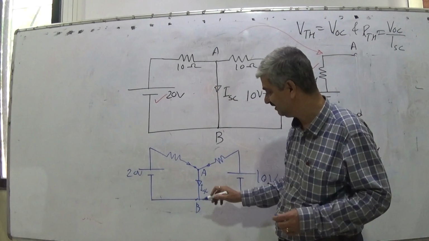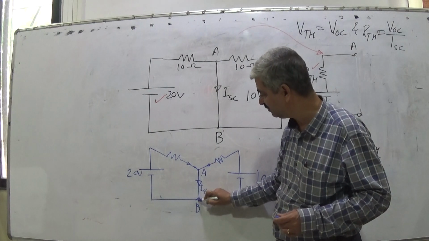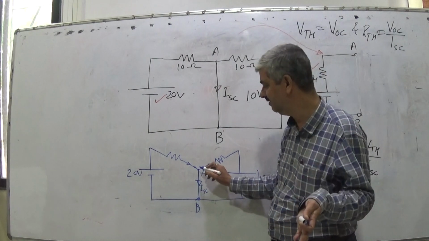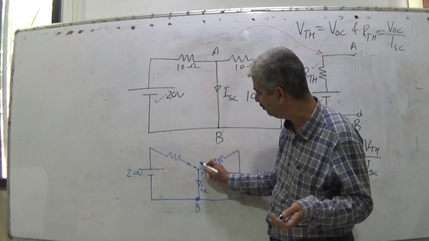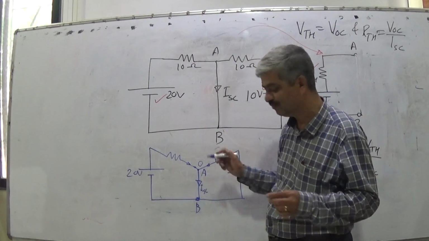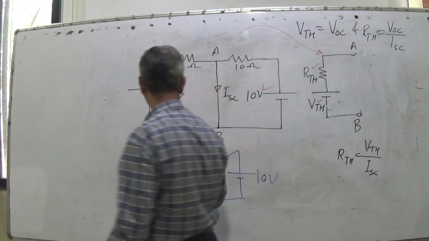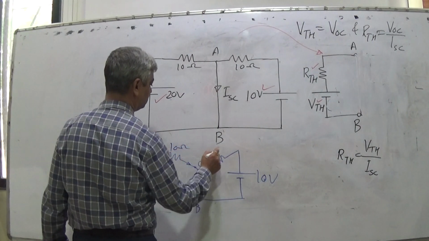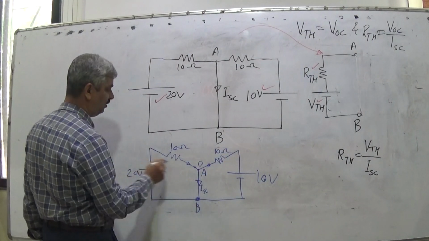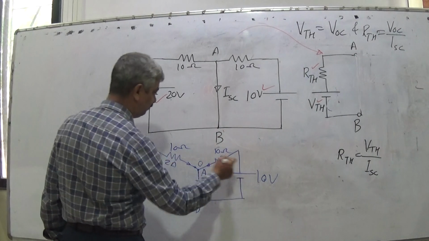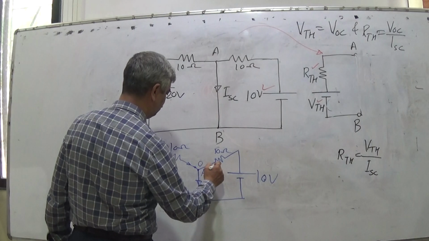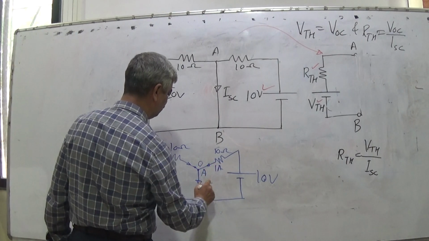Now it is short circuit. So what is voltage? ISC would be there. Voltage would be 0. So this is 0 volts. So point is at 0 volts. So this is 10 ohm. This is 10 ohm. So 20 volt, 0 volt, 10 ohm, 2 ampere. 10 volt, 10 ohm, 0 volts, 1 ampere. So ISC would be 3 ampere.